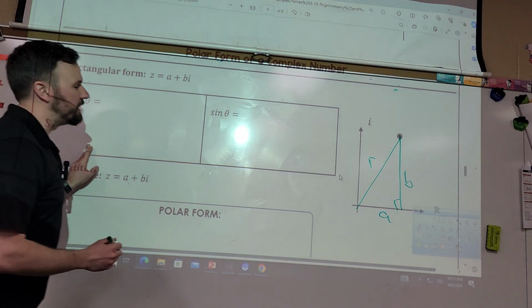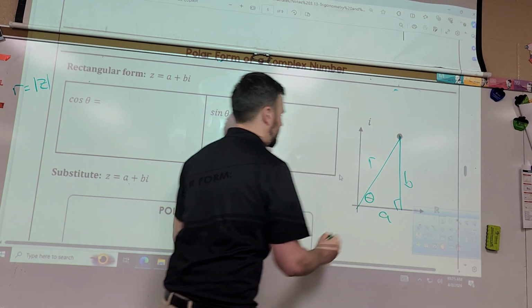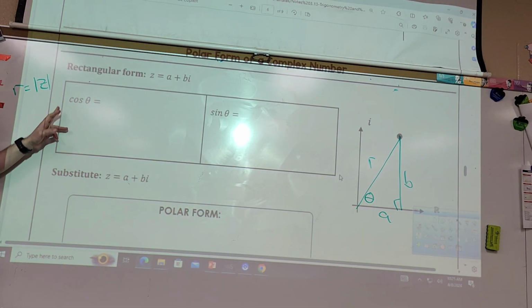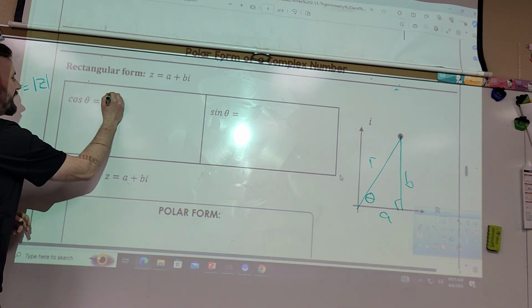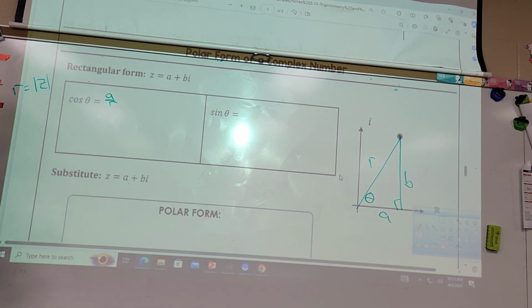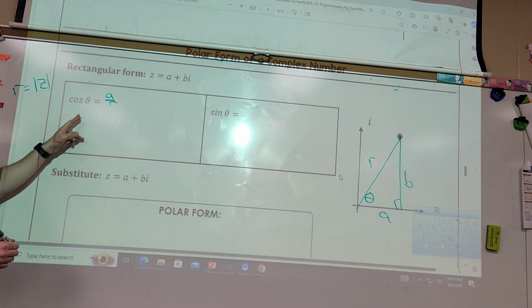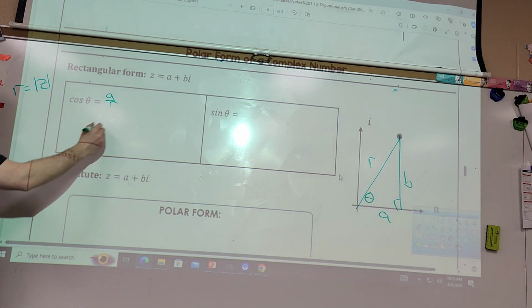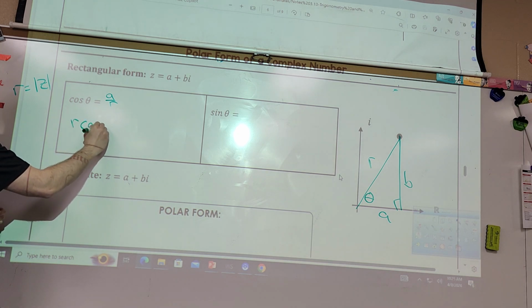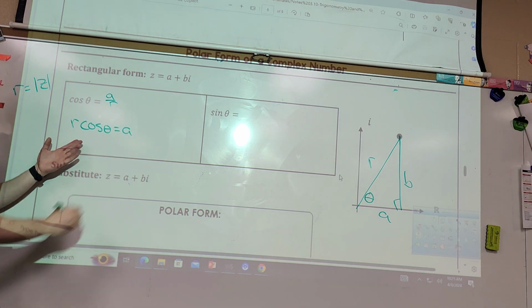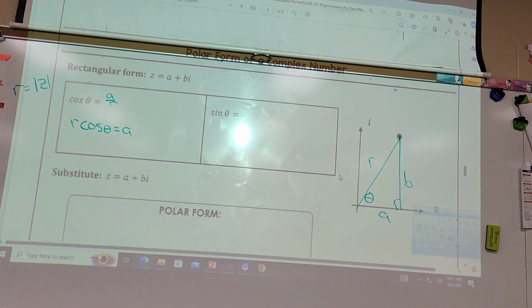So if I'm looking at this triangle, I'm going to show you a proof now. Cosine of theta equals A over H, right? So that's A over R. Agreed? So how do I get A by itself? There you go. That's the proof for why that is. Have we seen that before? Yeah, we have.